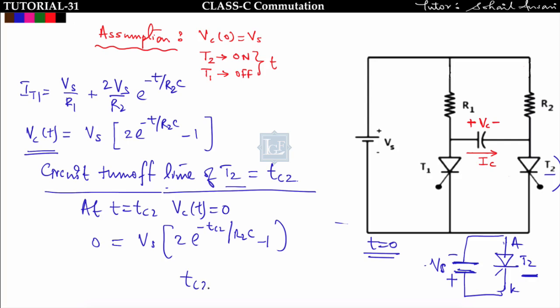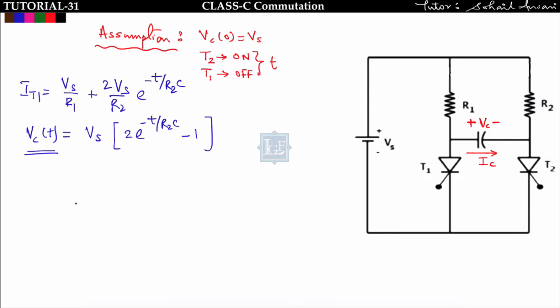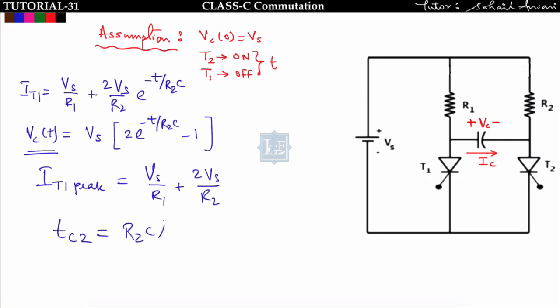So find Tc2. Tc2 will come out to be R2C ln2. This is the circuit turn off time of the thyristor T2. Got it? So if I ask you in mode 1, what is the IT1 peak? Peak thyristor T1 current, that is equal to Vs upon R1 plus 2 Vs upon R2. And what is the circuit turn off time of T2? Tc2 will be R2C ln2. We have already found. So that's the end of mode 1.